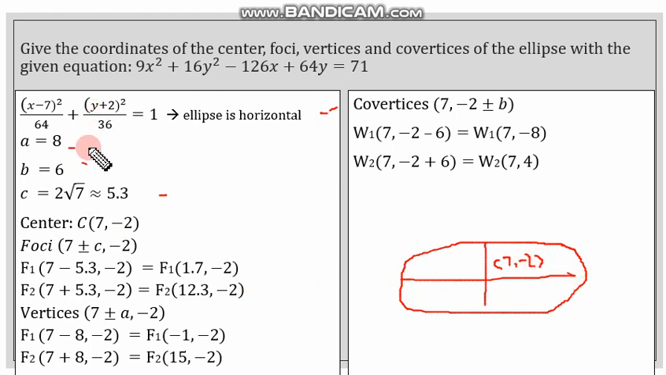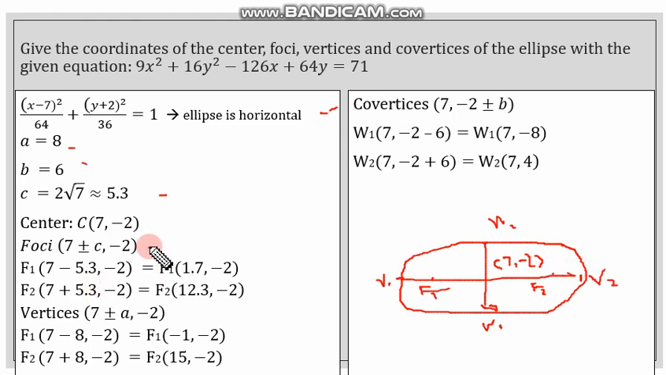Since our ellipse is horizontal, the foci lie horizontally and the vertices as well. So the vertex is here, while the co-vertex is vertical. Okay? So for the foci, that's c units. For the vertex, that's a units. And for the co-vertex, that's b units.